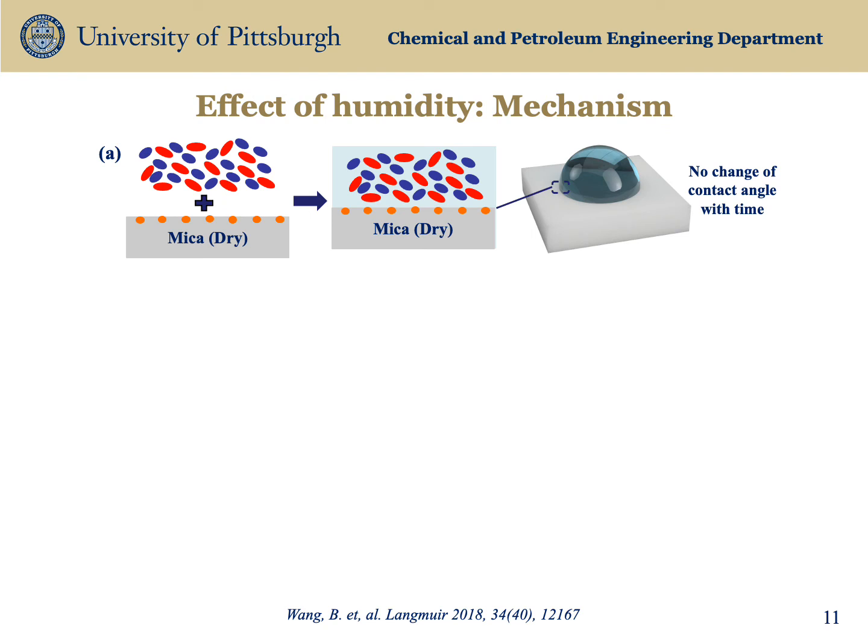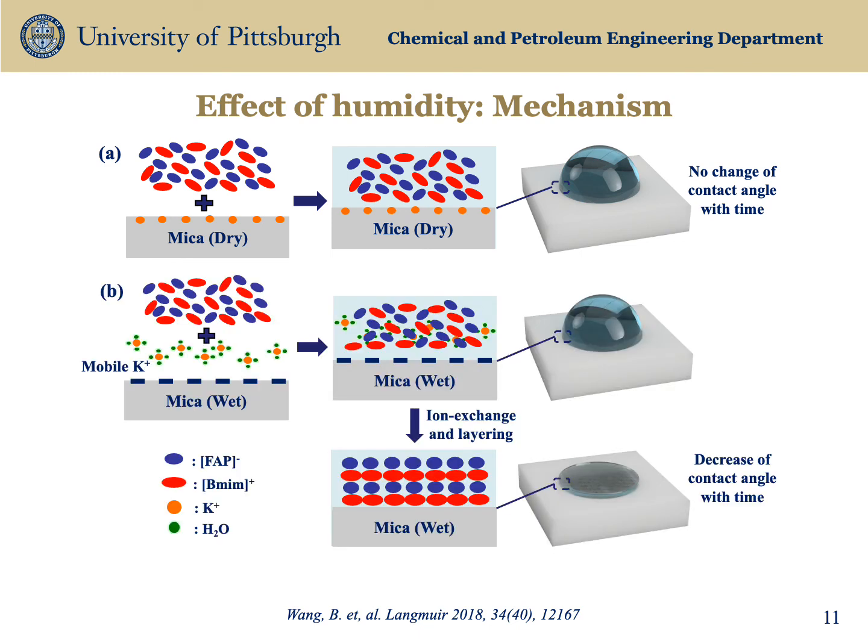With all the results, we summarized the mechanism of the effect of relative humidity on the layering of ionic liquid on mica. When relative humidity is lower, less water is absorbed on mica. The potassium cation stays on mica, so nanodroplets are observed in nanoscale, and there is no change of contact angle with time in microscale. When the relative humidity is higher, more water is absorbed on mica, and potassium cations become mobile. Water absorption on mica enables the ion exchange of cations and initiates the layering of ionic liquid ion pairs, and ionic liquid completely wets the mica surface in microscale.